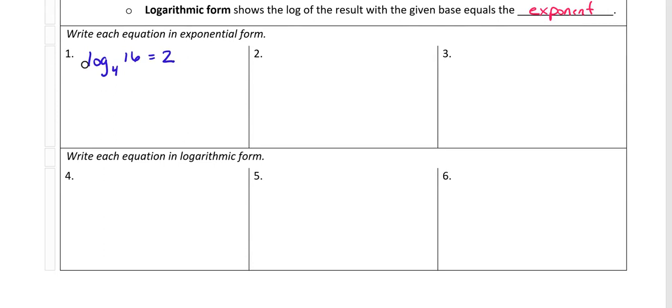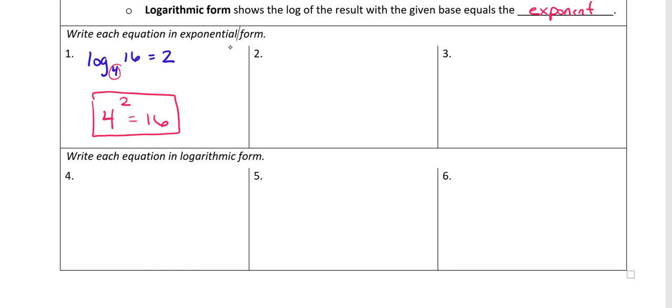So the first thing we're going to do is write down the base. The base is the same base as the log base. The base is log base 4, so the base is 4 right there. The exponent is what the log equals. Log equals exponent, so 4 to the 2nd, and this is going to equal 16. So 4 squared equals 16.